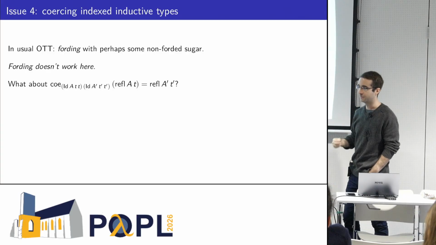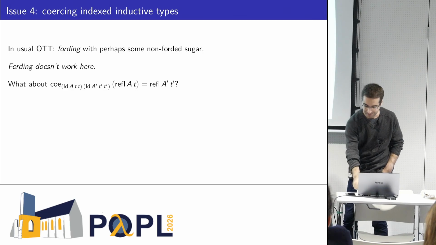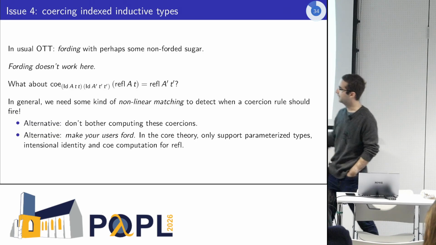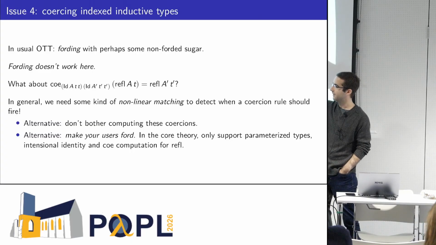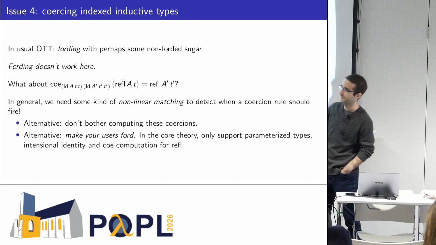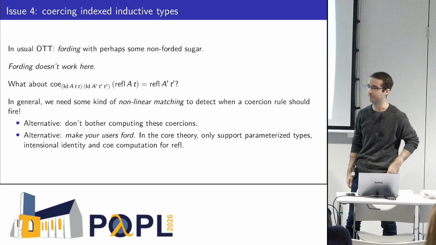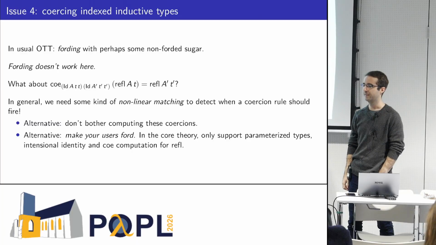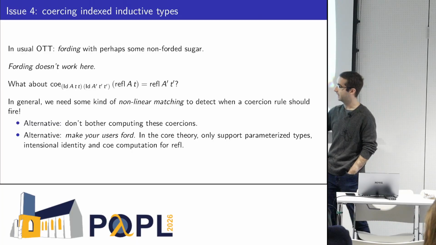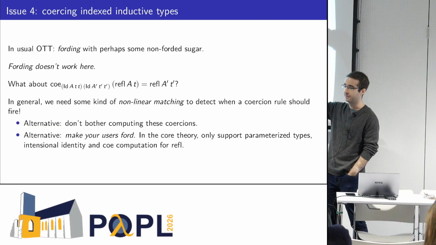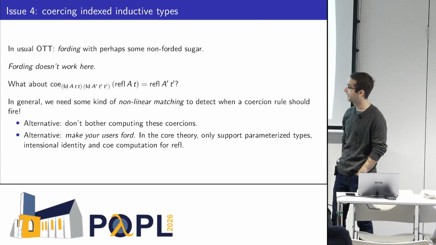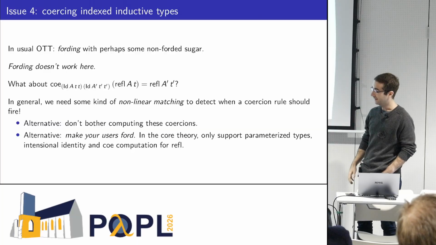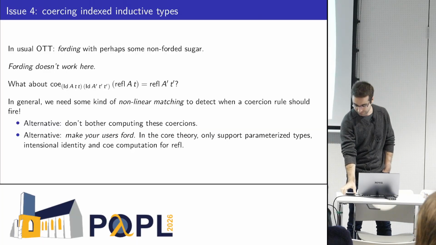So in order to compute these coercions, we need some kind of nonlinear matching plus some conversion checking just to be able to detect when a coercion can be computed in a well-typed way. Because like here, refl is only well-typed when you actually have convertible left and right sides in the type of the term. And this sounds, to be honest, a bit painful.